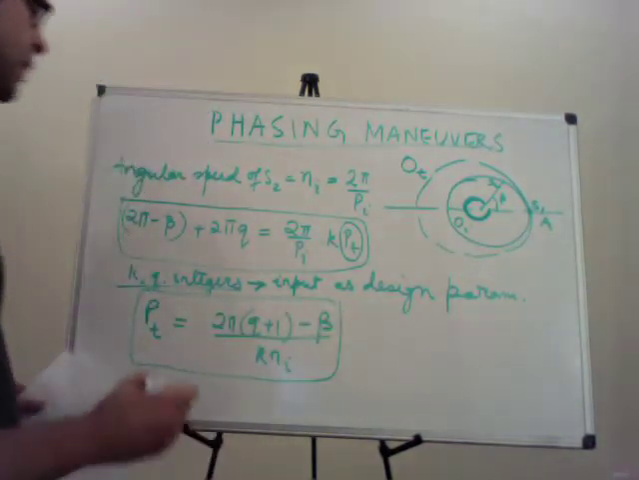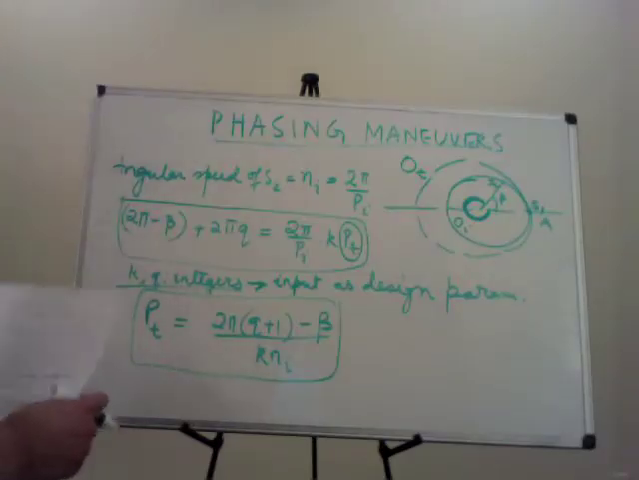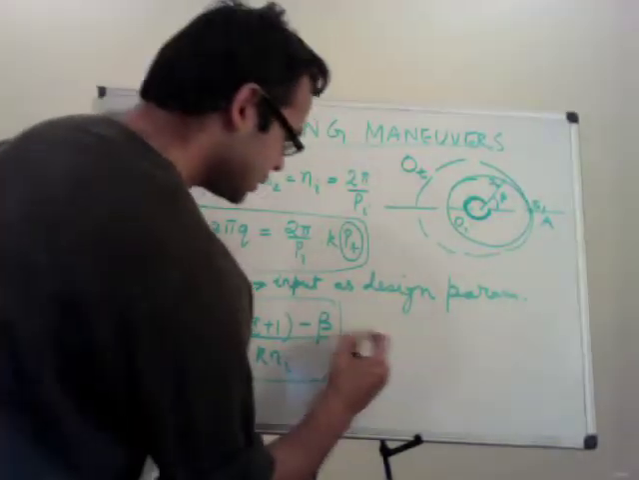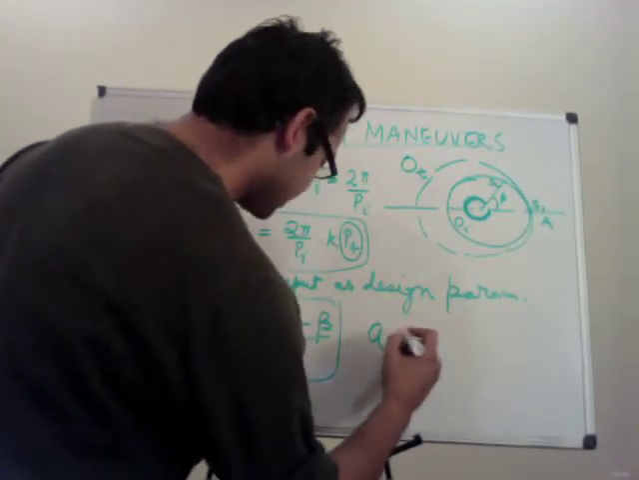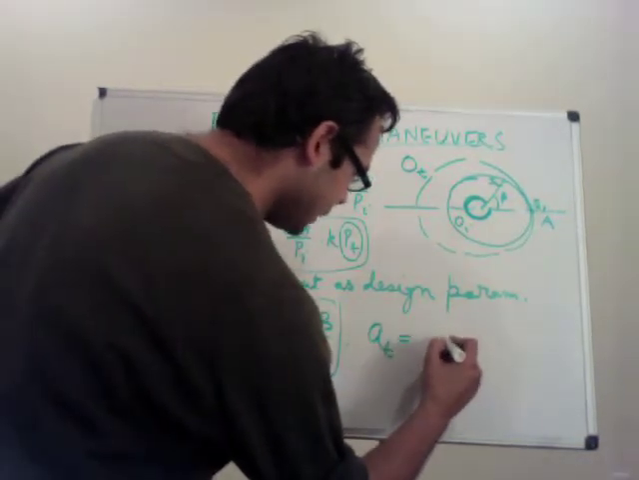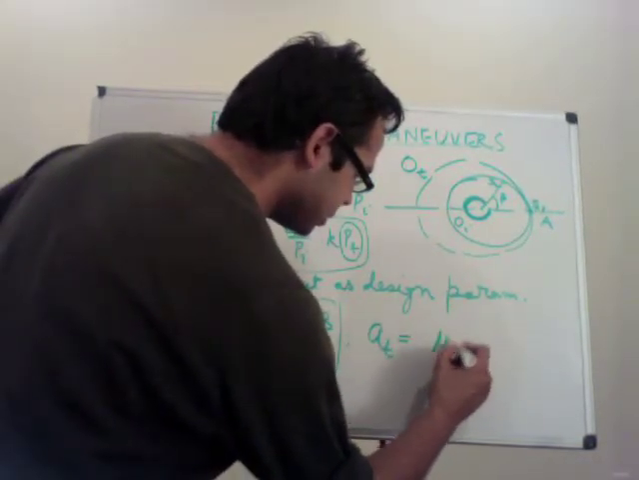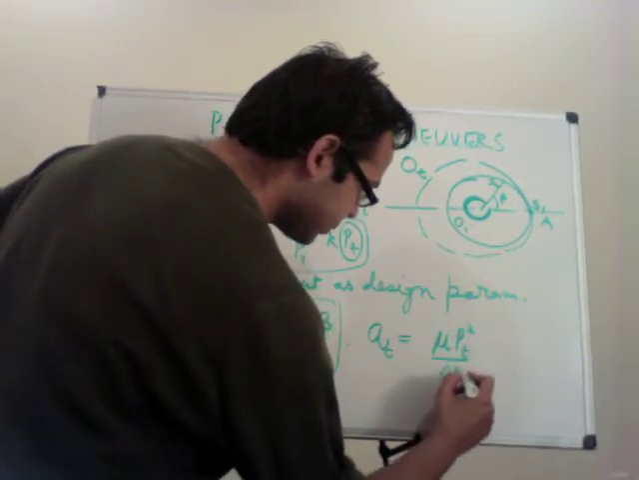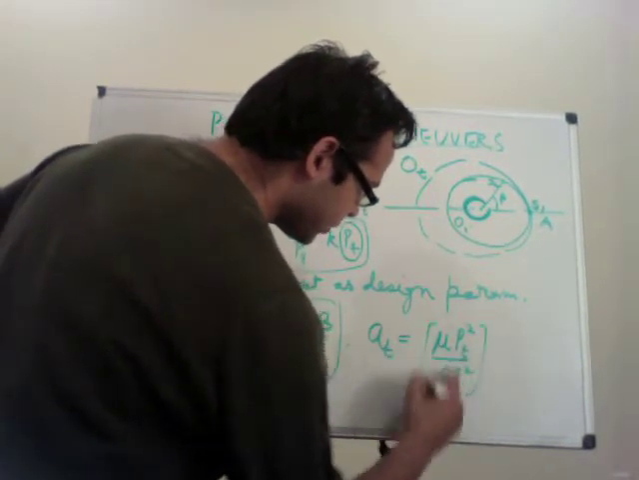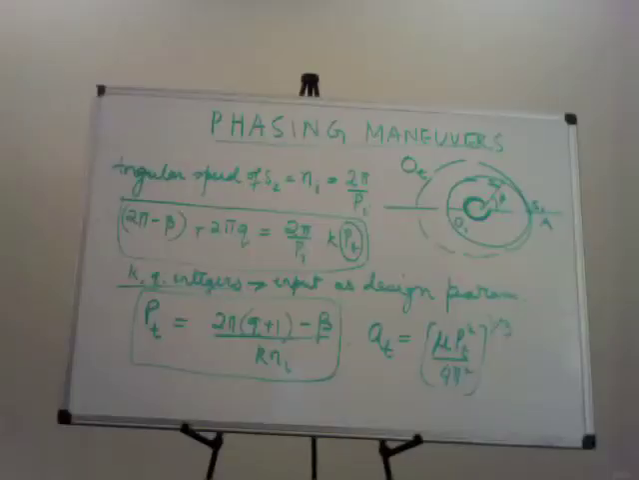And once you have PT, then of course, from Kepler's third law you get the semi-major axis, which is mu PT squared over 4 pi squared, all to the power 1/3.